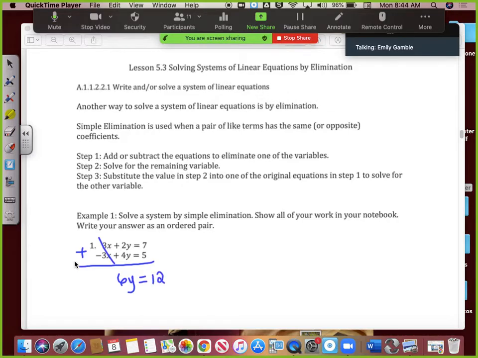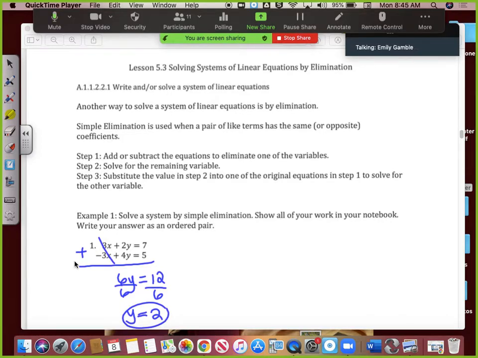So recap, what I just did was I took the equations and added the same terms to each other. I can add 3x and negative 3x together because they're like terms. I can add 2y plus 4y and get 6y because they're like terms. I keep the equal sign there, and I can add the numbers on the right-hand side, 7 plus 5, and get 12. Now I'm left with an easy equation I can quickly solve by dividing both sides by 6. And I already have what y is equal to. y is equal to 2.